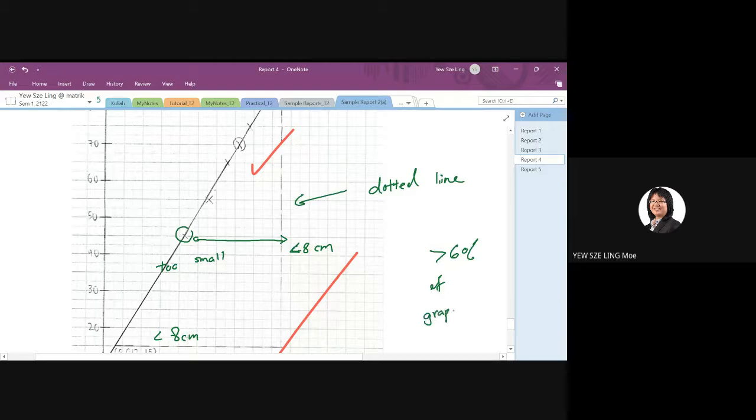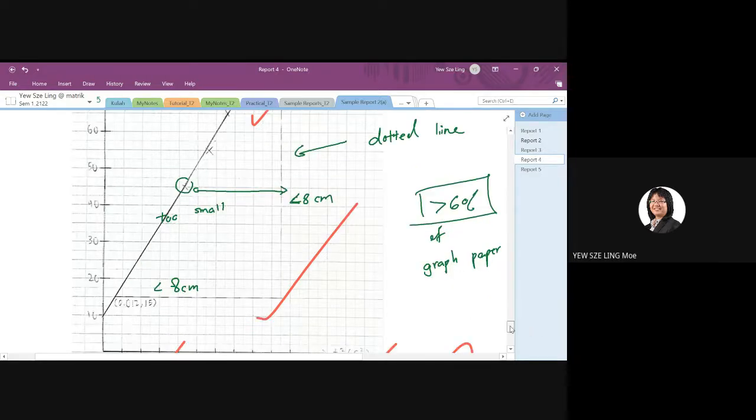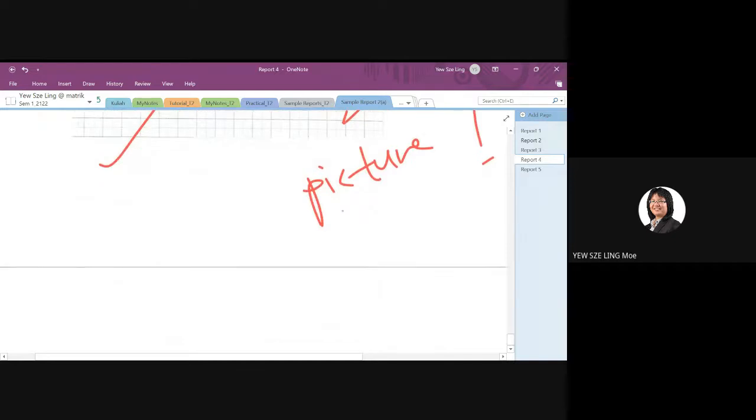This is a new rule this year. Okay, previously they just wanted 50%. This year they increased to 60%. They want a slightly bigger graph. Right, so a picture is missing.